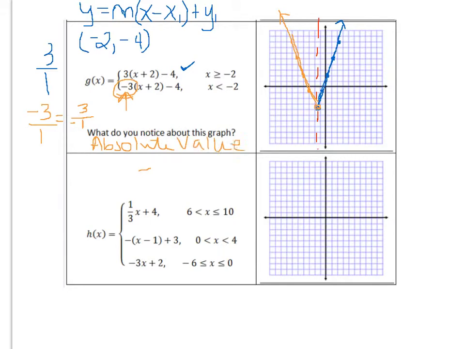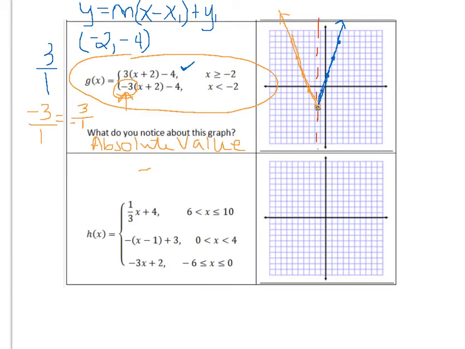So even though I'm used to absolute value functions having the equation with absolute value in it, we can actually write absolute value as a piecewise function, and we'll be practicing doing that in Unit 2. Okay, at this point I'm going to move on and show you this other one. So you'll have another example to look at.